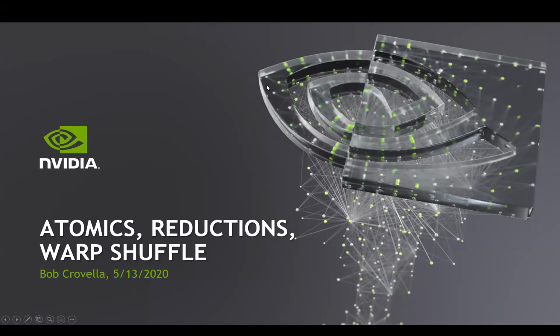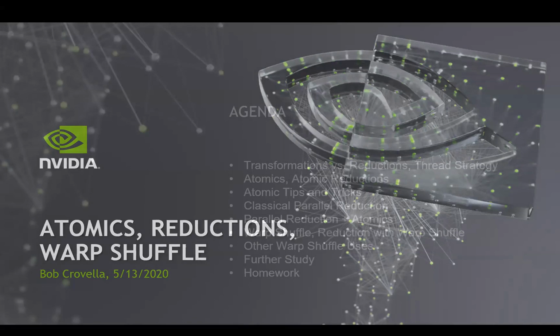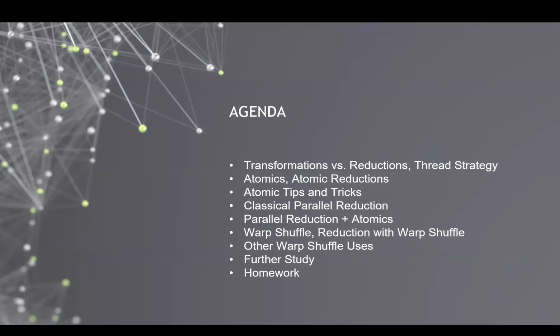So this month, we're going to be looking at atomics, reductions, and warp shuffle. Those sound maybe like 3 different topics, but actually, as we'll see, there's a lot of interrelation between those topics, and they can all be used to solve the same kinds of programming problems, and so that is our motivation. This is a little bit more detail of what we're going to be covering today.